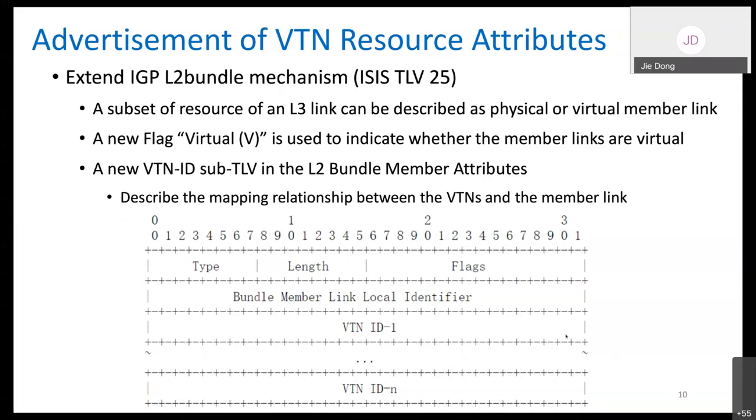Okay, for the resource attribute advertisement here, similar to the flex algo extension draft, we extended the L2 bundle TLV to advertise the attributes of either a virtual member link or the physical member link. In addition, we introduced a new VTN ID sub-TLV to describe the mapping between the VTNs and the member links. Basically, one member link can be associated with one or multiple VTNs. So this sub-TLV will be carried in the L2 bundle member attribute sub-TLV.